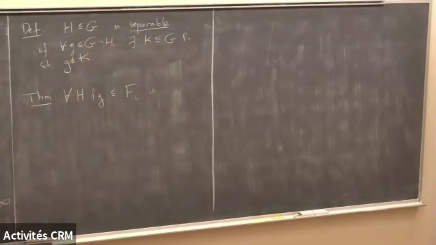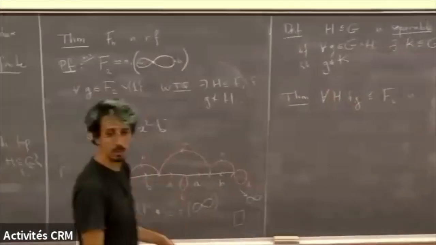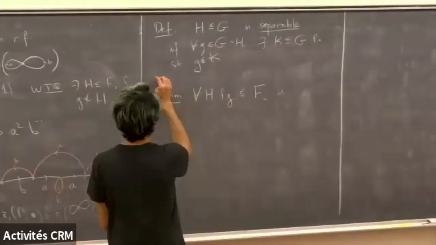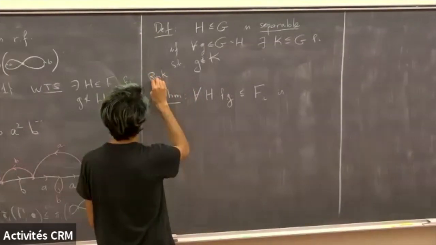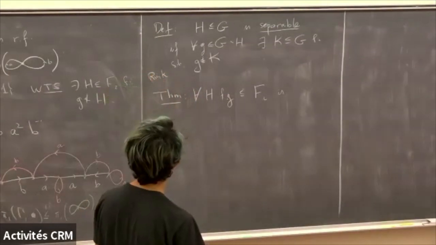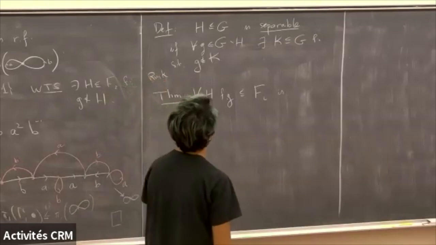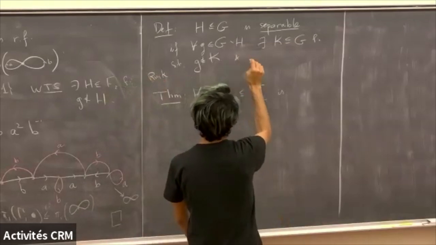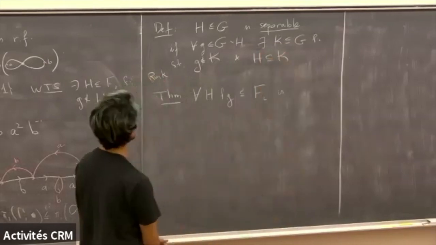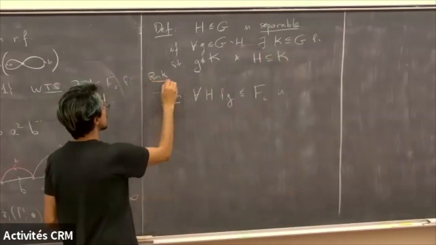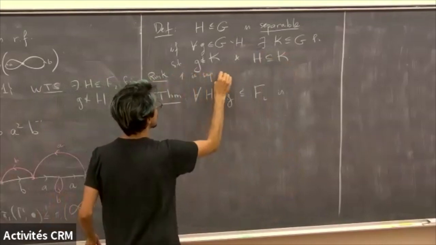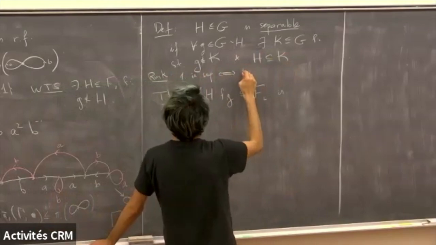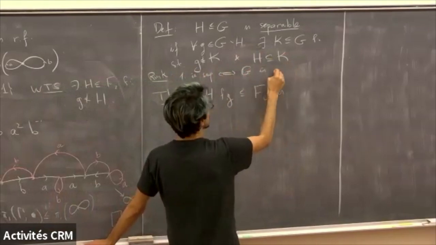Okay, so residual finiteness is the same as the separability of the trivial subgroup. You have to contain each. Right? So the remark is H is separable if and only if G is finite.